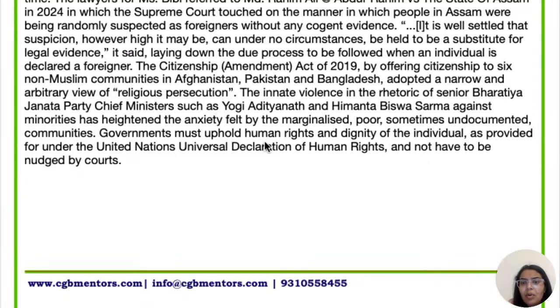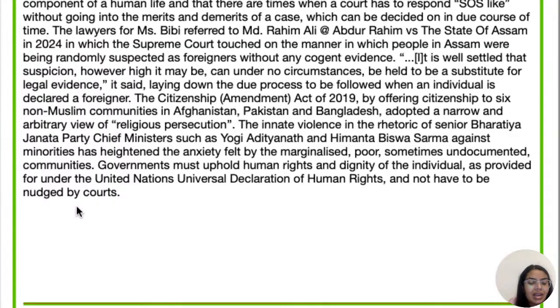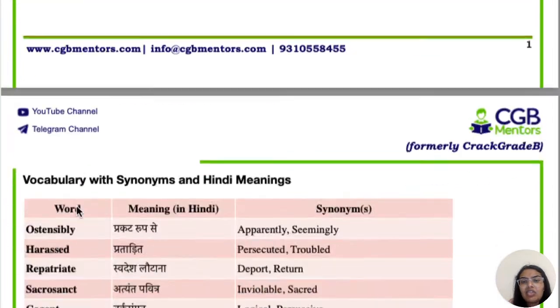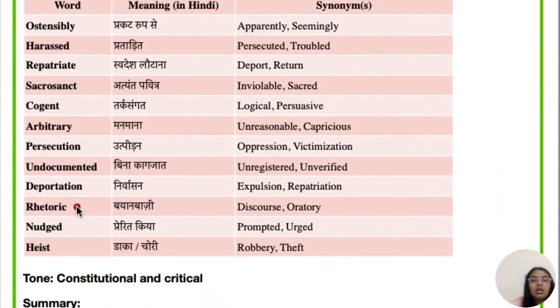Governments must uphold human rights and dignity of individual. इंसान को देखो, as provided for under the United Nations Universal Declaration of Human Rights. So the rights provided under this, the rights need to be respected and not have to be nudged by courts. And इसमें courts को बोलने की भी जरूरत नहीं पड़ना चाहिए. It's not that courts should remind you, but this should be like a basic thing that should be followed. Okay. So some words and then we will go to the grammar part.